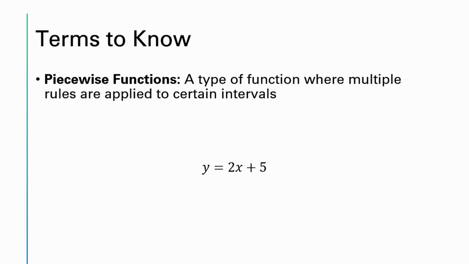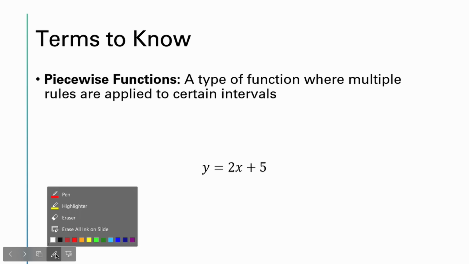But what if I wanted this on a certain interval and not for all real values of x? What if I wanted this to be only some part, and then another rule for the next interval, and so on in this fashion? Well, that would be a piecewise function.